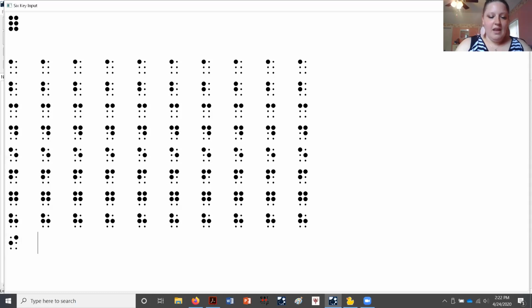So let's do that 10 times each. D and J together, or dots 2, 4. If you're on a Braille writer, it's your left middle finger and your right pointer finger.